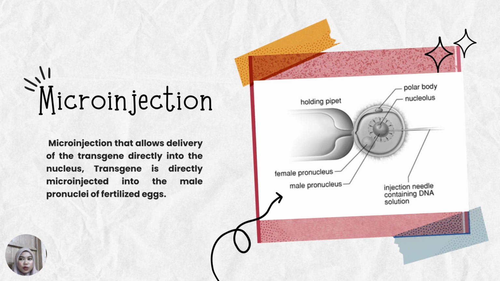Microinjection method has been used successfully in the production of transgenic fish, and it is a commonly used technique due to its simplicity and reliability. The use of microinjection results in higher survival rates for manipulated fish embryos than the electroporation method. The most established method for gene transfer in fish is microinjection, which allows delivery of the transgene directly into the nucleus. Transgene is directly microinjected into the male pronuclei of fertilized eggs.